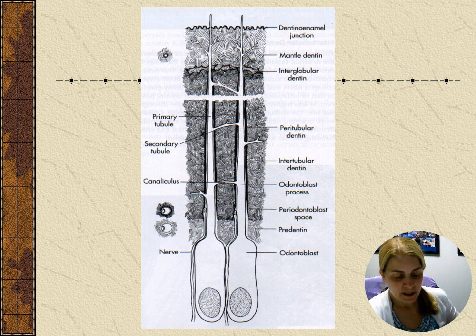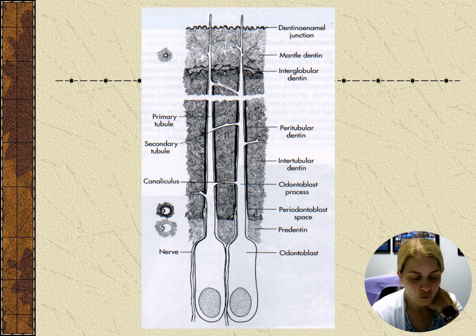Now, there is something that's called sclerotic dentin or transparent dentin. That is when the tubules of the dentin are completely obliterated. So you can have sclerotic or transparent dentin where the tubules are completely obliterated.